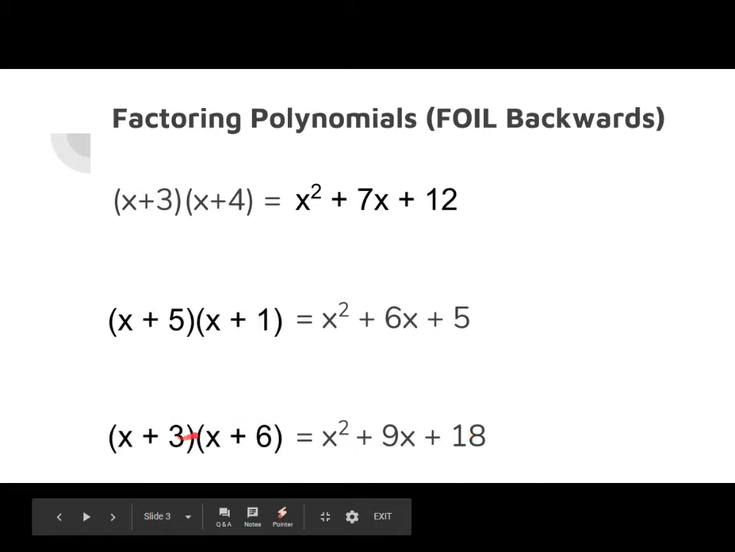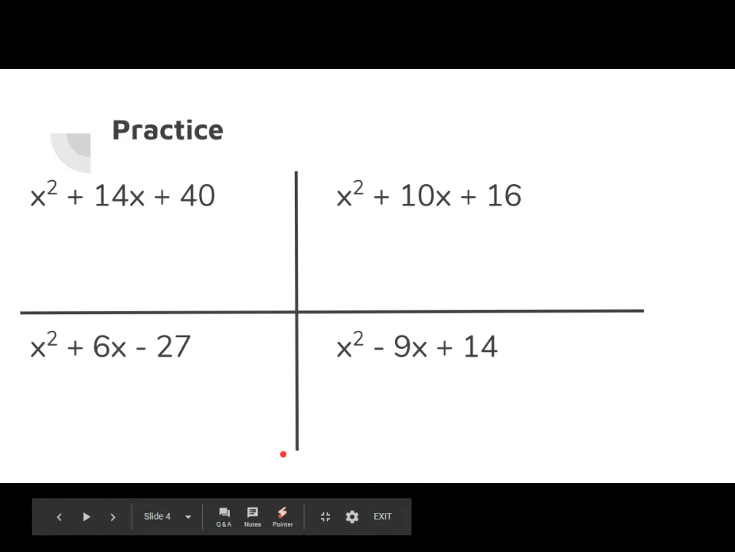Once you have those two, I will point out, because of the commutative property, it doesn't matter if you do x plus 3 first and x plus 6 second, or x plus 6 and x plus 3. That doesn't matter. As long as you have the 6 and the 3 and the x plus and the x plus, you're good to go. So it doesn't matter which one comes first, as long as you have those two important numbers. Okay, I've got 4 examples.